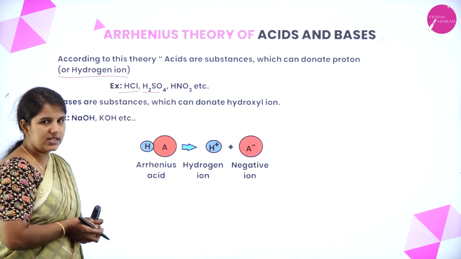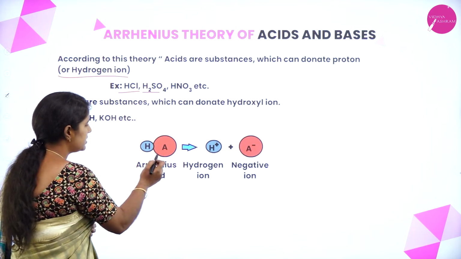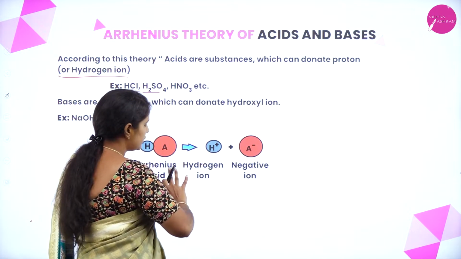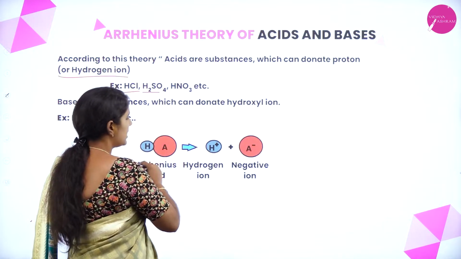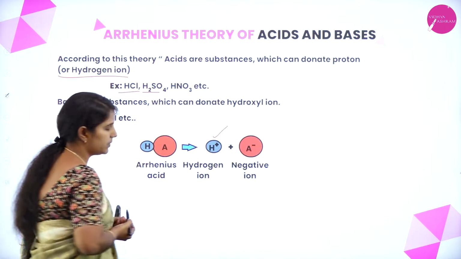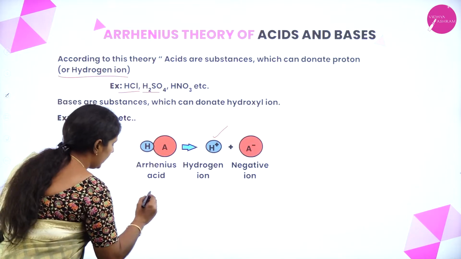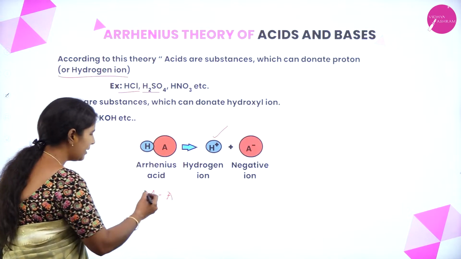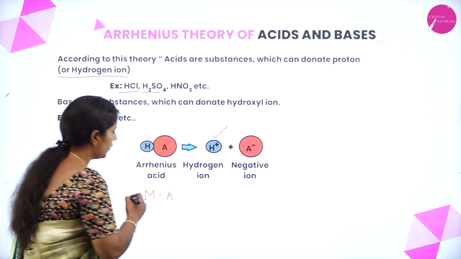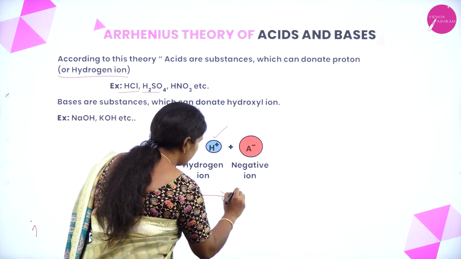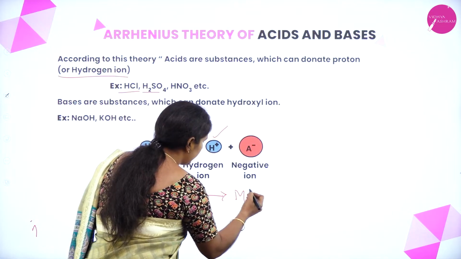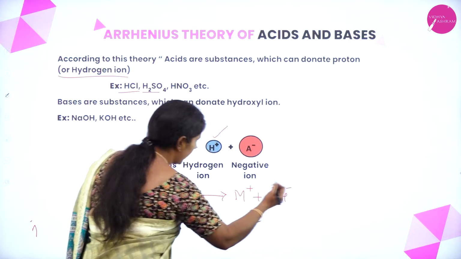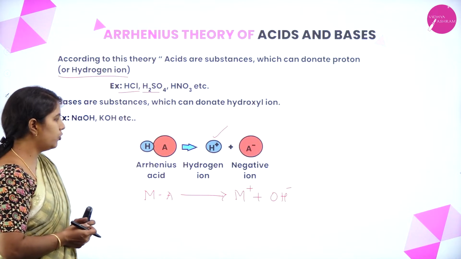You can understand this by looking at this diagram. This HA is an Arrhenius acid. So, during the reactions, as we have understood, the acid must give rise to what? H plus ion. Similarly, I will take an example of MOH. M is my Arrhenius base, which is going to give what? M plus and OH minus. Okay, M plus and OH minus.